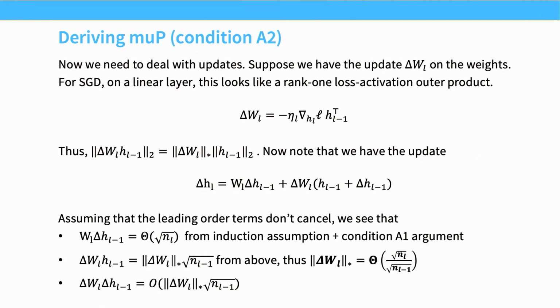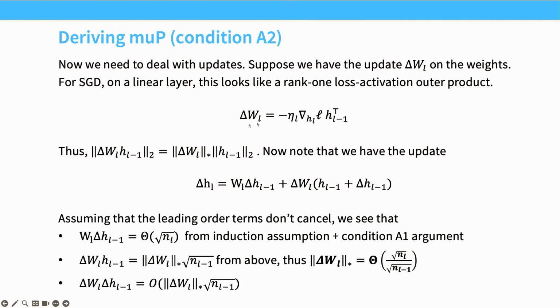Condition A2 is a little bit hairier, to be honest. So really, we need to deal with the updates now. And I'm only going to consider the case of a single example in a batch for SGD for a linear neural network, so a deep linear network. So what is this going to look like?